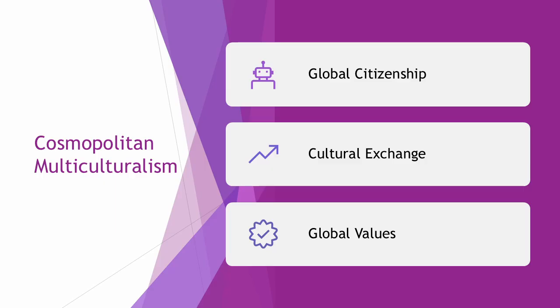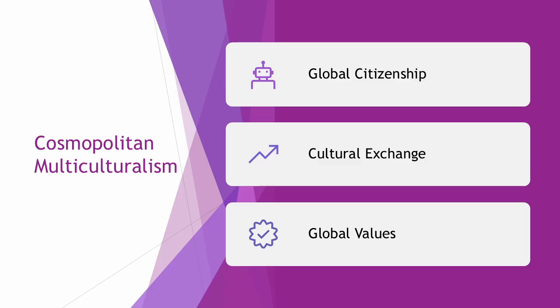The cosmopolitan multiculturalist view on society is that it should be open and dynamic, where cultural blending leads to greater understanding and progress. The cosmopolitan multiculturalist view on the state is that it should embrace global values, encourage cross-cultural dialogue, and support international cooperation. The cosmopolitan multiculturalist view on politics of recognition is that recognition should focus on shared humanity rather than fixed cultural identities.